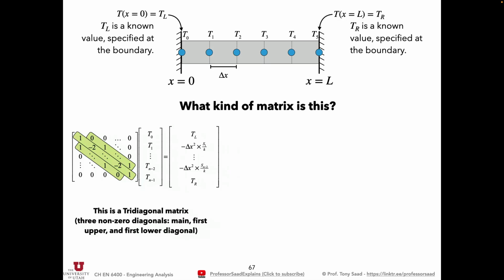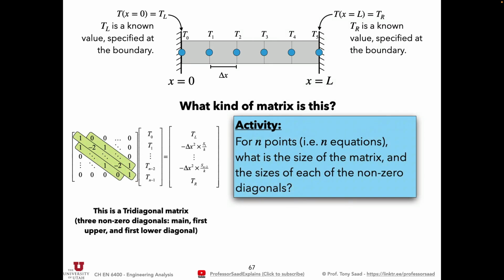Now, something cool happens now, and I'm going to go through this analysis a little bit with you. For n points, in other words, n equations, what is the size of the matrix and the size of each non-zero diagonal? So what's the size of the matrix? If I had 6 points, the matrix was 6 by 6. If I have n points, n by n, right? N equations and unknowns. Rows are n rows times n columns.